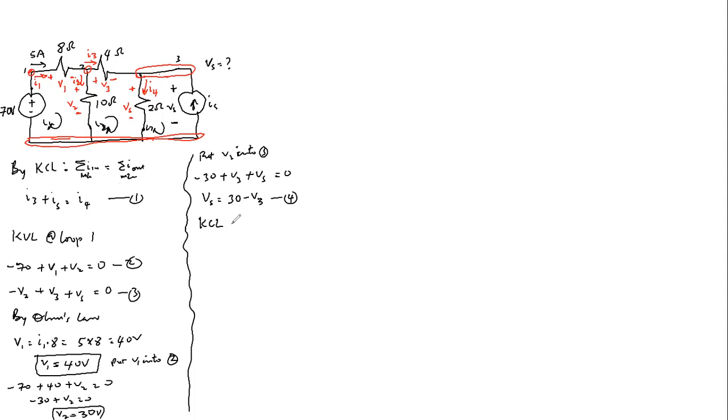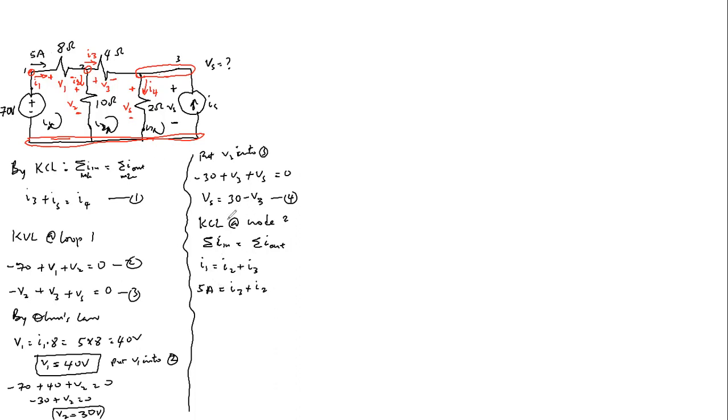So KCL at node 2, see that the total current flowing in through the node must be the same as the current out, right? So I1 flows in. Now I2 and I3 flow out. So what do we have? I2 plus I3. Now we know I1 is 5 ampere. This I1 here is 5 ampere. So that's 5 ampere. It's the same as I3 plus I2.